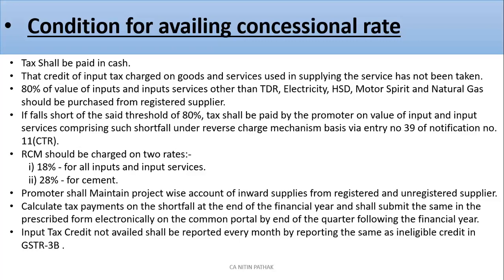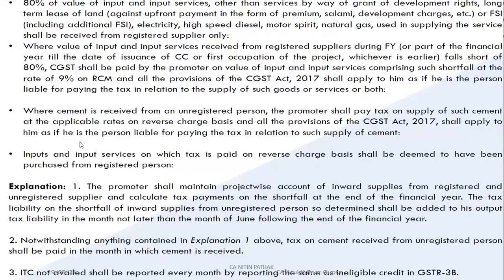Input tax credit not available shall be reported every month by reporting the same as eligible credit under GSTR 3B. This needs to be completed for the 1% and 5% rates. This is all written there. I'm not going to complete it, but roughly, project-wise details have to be maintained, and cement's tax has to be paid separately. ITC not available has to be reported every month, and I have covered all this in the earlier slide.